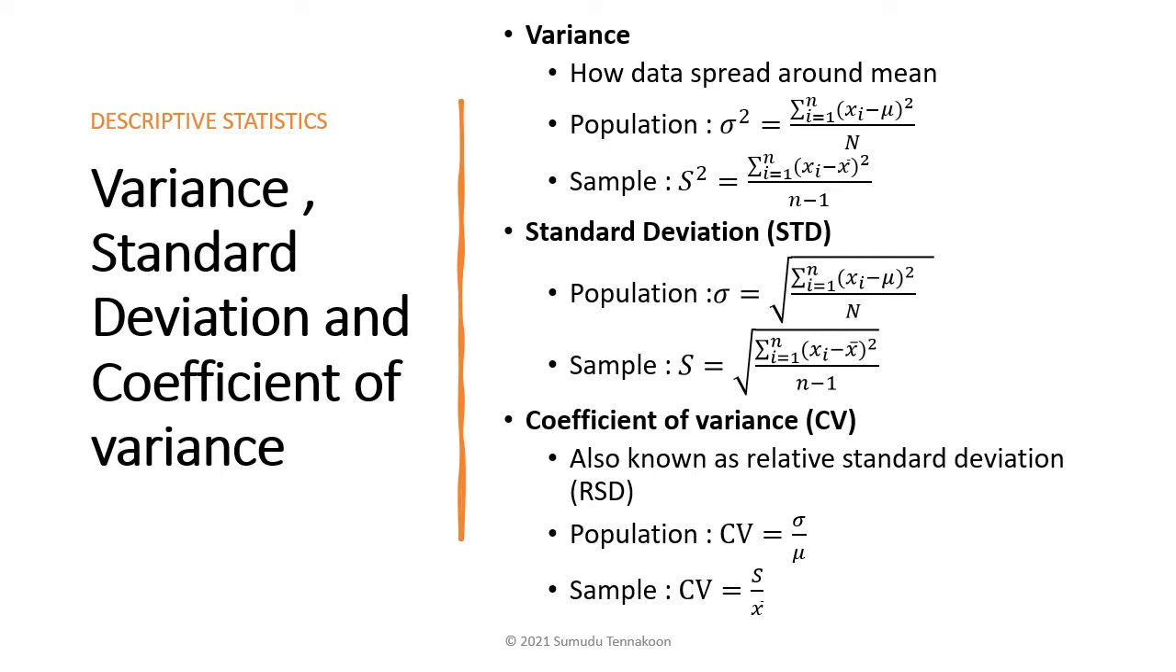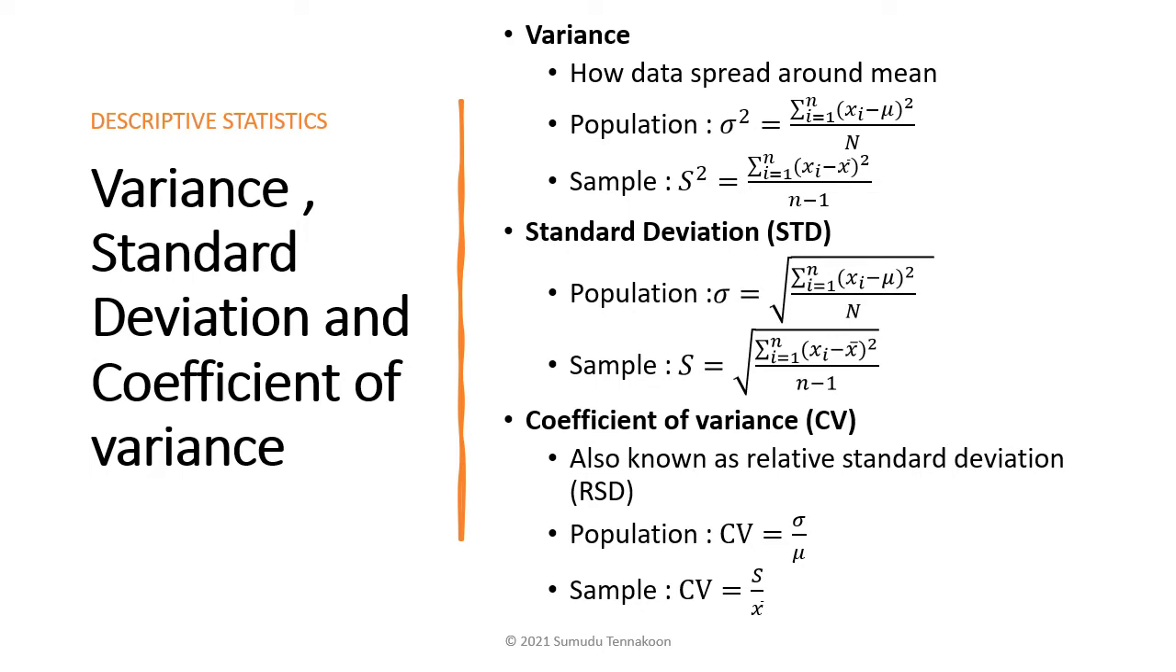Look at variance, standard deviation, and coefficient of variance. First, variance. Variance will tell you how data spreads across the mean. So the variance will tell you the spread. Remember our previous example, the data distribution. And the standard deviation will be the square root of variance. You will see sigma squared is the variance, the notation for variance, and sigma is the standard deviation. And the coefficient of variance is the standard deviation divided by the mean value.